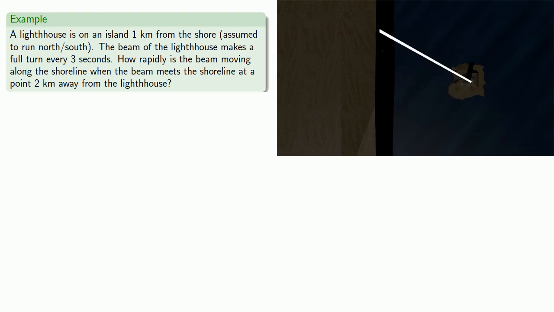So the distance between the lighthouse and the shoreline is a constant 1 kilometer. On the other hand, the distance from the lighthouse to the point where the beam meets the shore is variable, and so is the distance along the shoreline. And so that suggests we might let x be the distance along the shoreline and s the distance to the point where the beam meets the shoreline.